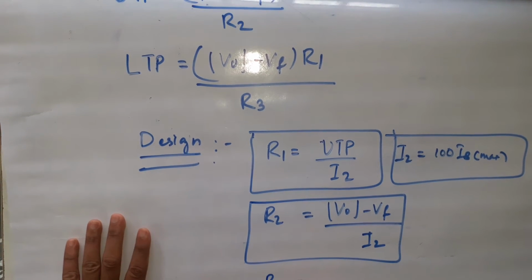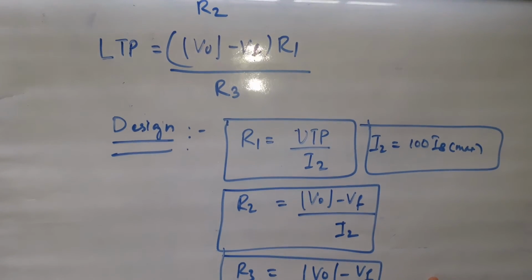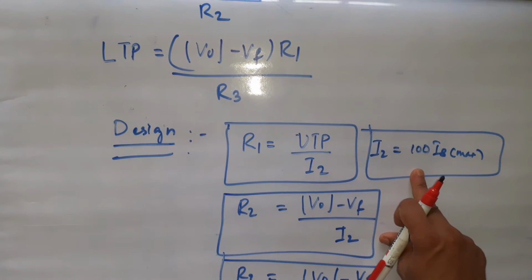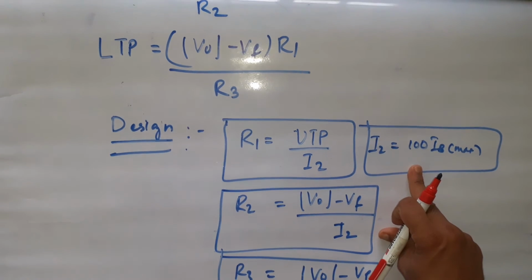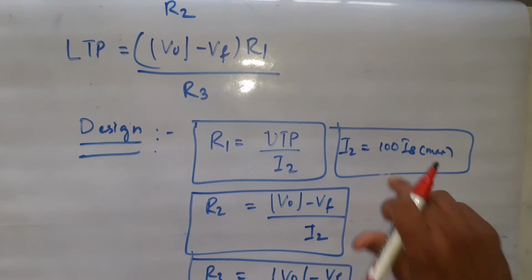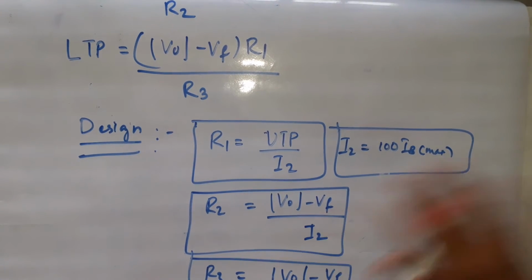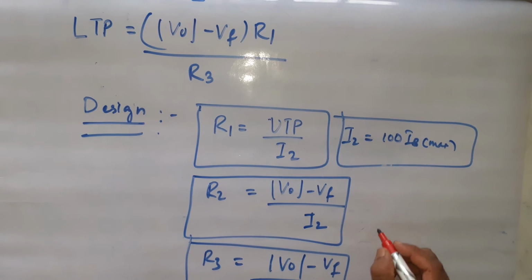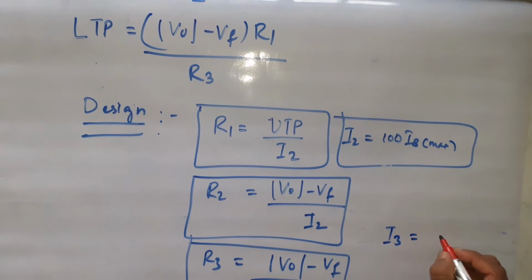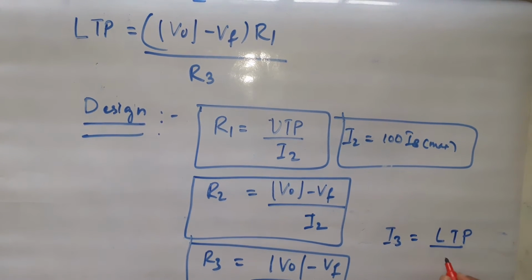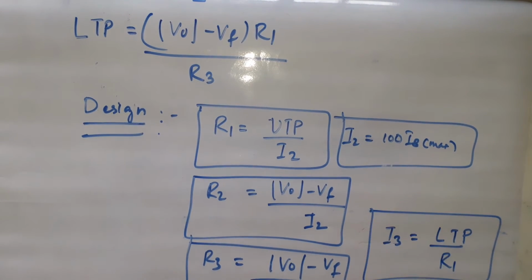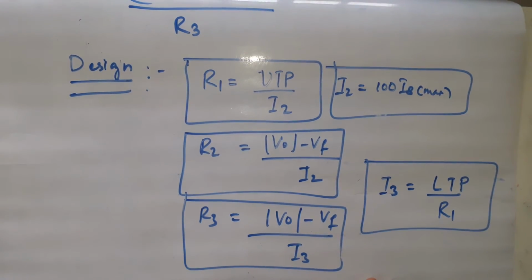How about R3? R3 is V0 minus VF divided by I3. Now see here, I3 is different from I2. You cannot take I3 equal to I2, because technically these two currents have to be different, since resistance R2 is not equal to R3. So both of these currents cannot be the same. Here I3 is LTP by R1. Remember this. LTP by R1.